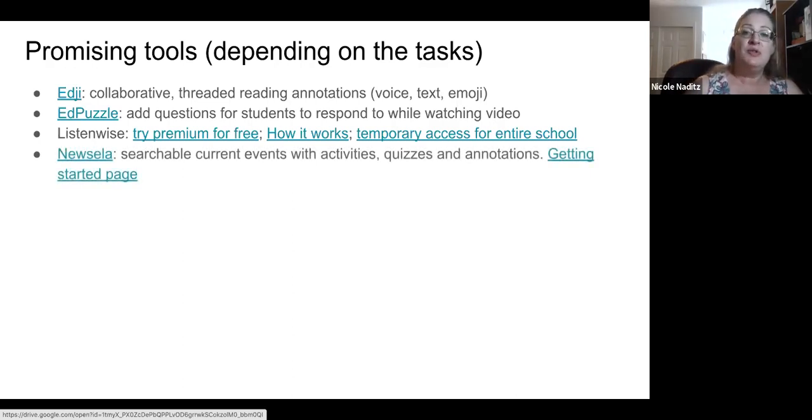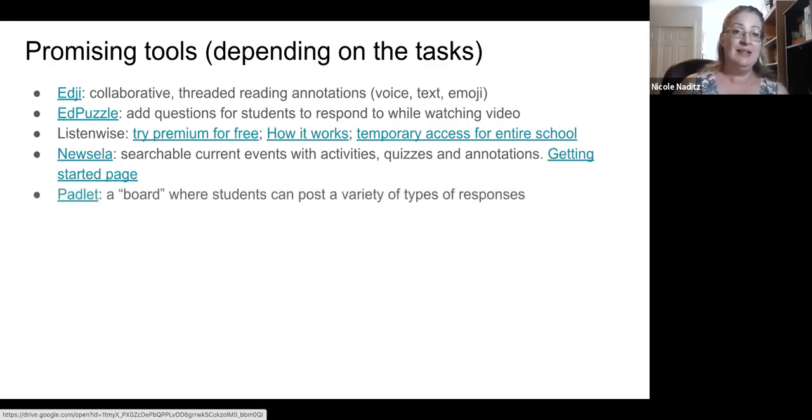Many of you know about Newsy.LA, but it's a searchable current events database. It actually has some reading, some video, some audio. There are activities, quizzes, and students can leave annotations. And so I linked you to their Getting Started page. If you have a pro version, you can also do leveled readings so that you can build in that scaffold, where every learner is reading the same content, mainly from the same source, but they're accessing that reading at their appropriate level of challenge.